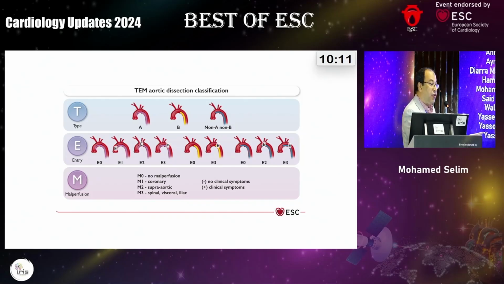And the second letter, E, is for the entry, or the site of intimal tear, in which part of the aorta. And the new introduction is what's called malperfusion, which by itself is a strong indication for intervention, whether it is coronary, supra-aortic, spinal, or visceral, with or without symptoms.